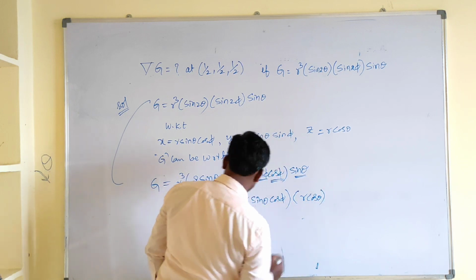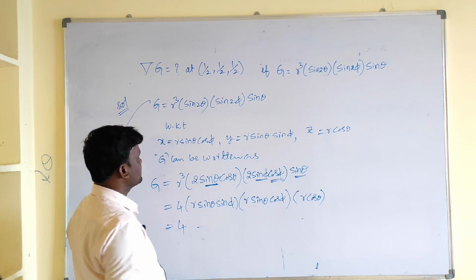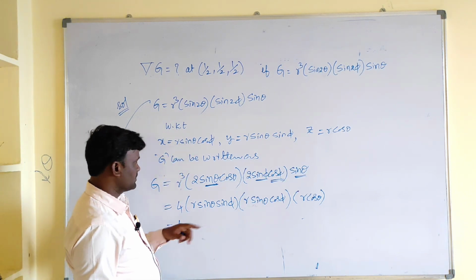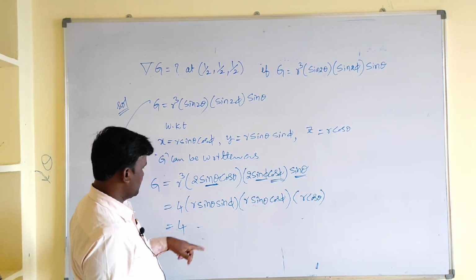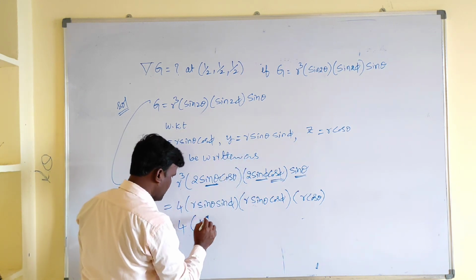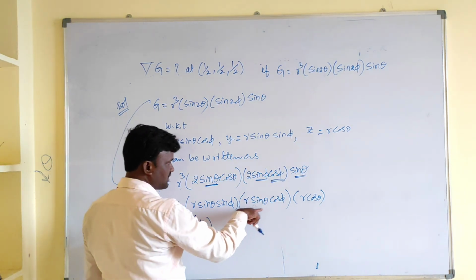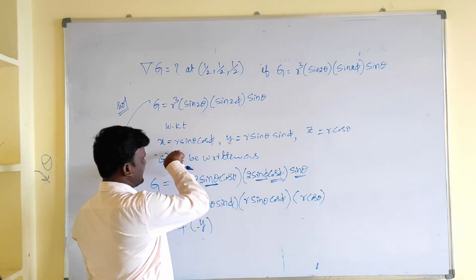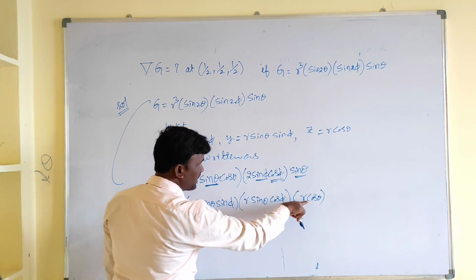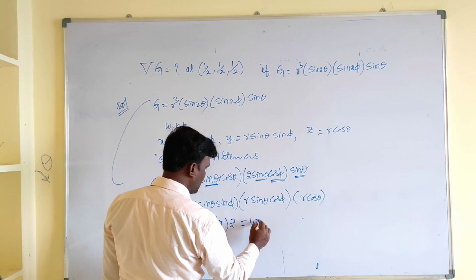Now I can write this as 4 into R sin theta sin pi, which is y, and R sin theta cos pi, which is x, and R cos theta, that is z. That means it is equivalent to 4xyz.